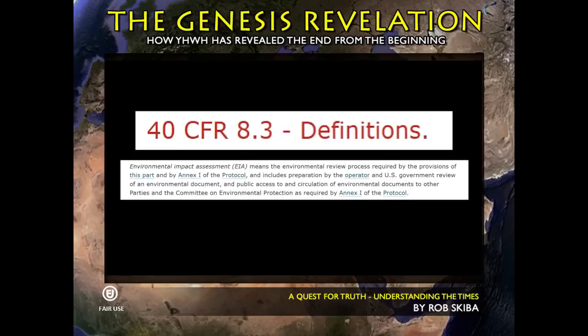Here's the definition of an environmental impacts assessment in the U.S. Code of Federal Regulations. Environmental impact assessment means the environmental review process required by the provisions of this part and by Annex 1 of the Protocol, and includes preparation by the operator and U.S. government review of an environmental document and public access to and circulation of environmental documents to other parties and the Committee on Environmental Protection as required by Annex 1 of the Protocol.